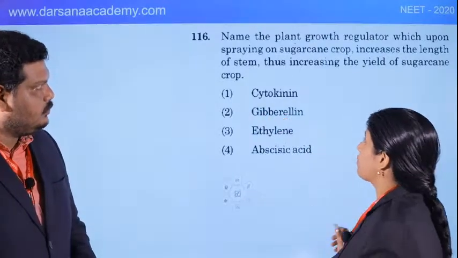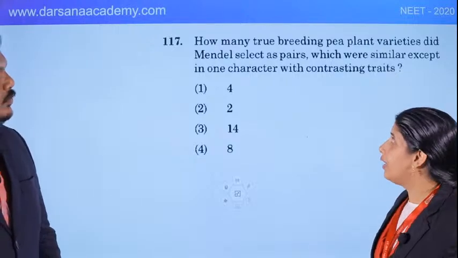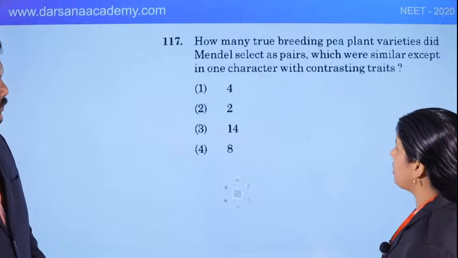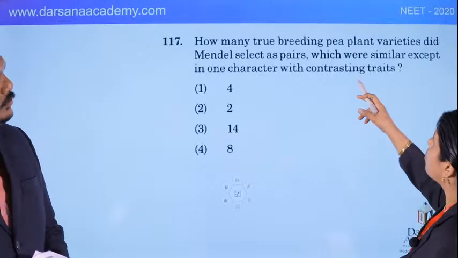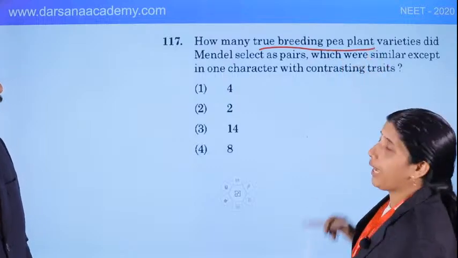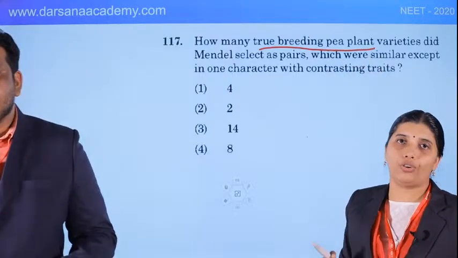And what about the next question? Yes, that is from Principles of Inheritance and Variation. Okay, a simple question asked from this area, genetics. For question number 170, we can see how many true breeding pea plants Mendel selected. Gregor Johann Mendel selected pure pea plants for his experiment.